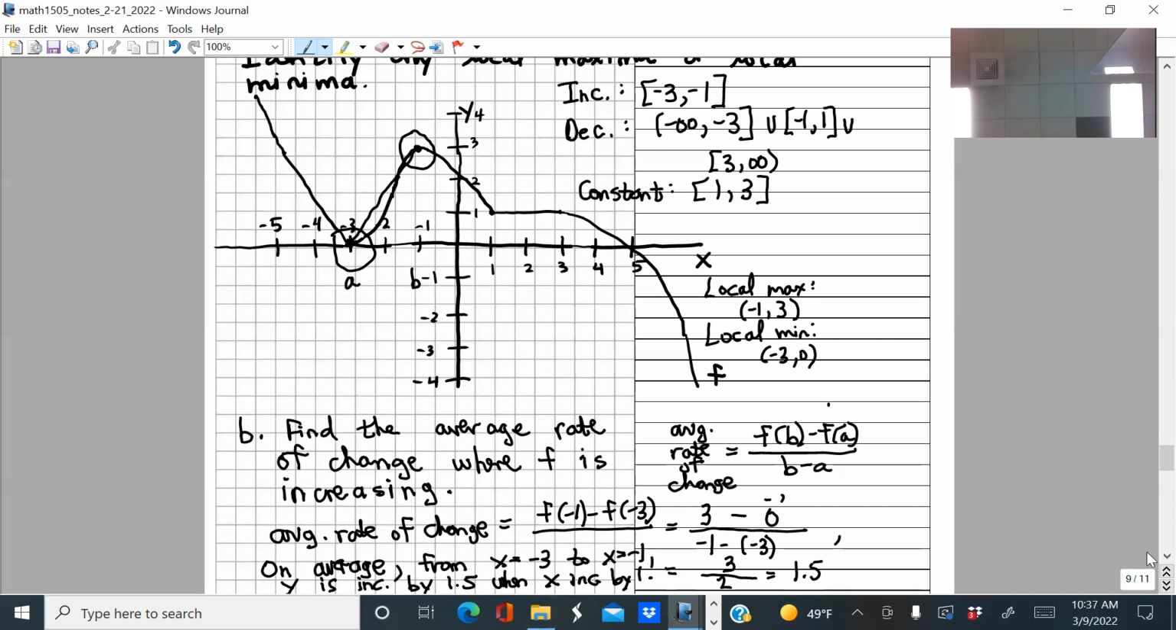So there's your brief review of average rate of change. For those people who weren't here last time, there's your brief introduction to average rate of change as it applies to curves instead of straight lines.